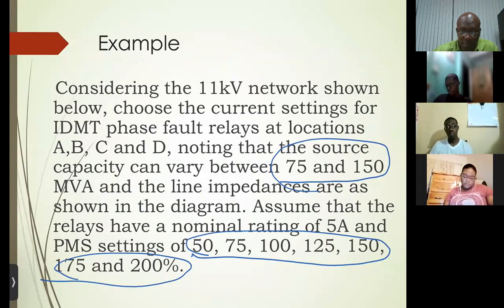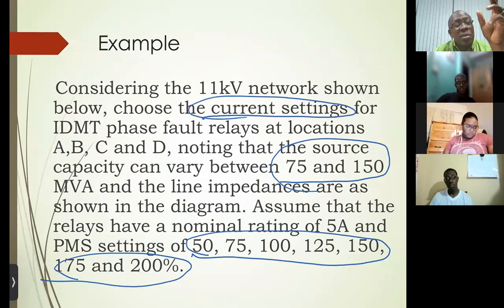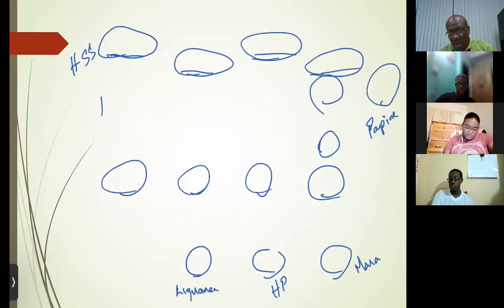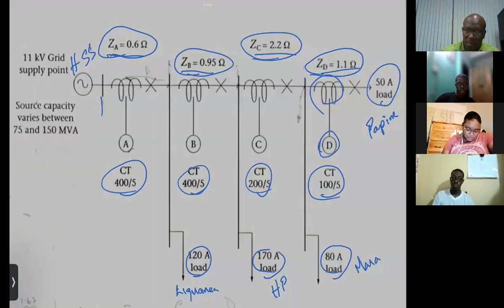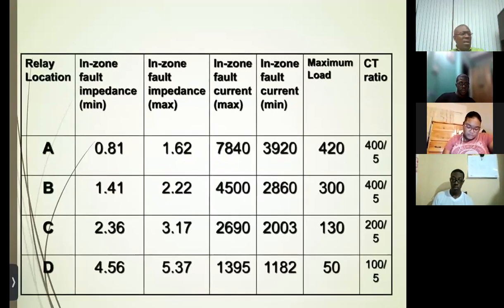determine just the current setting. So remember, how many settings do we need for your overcurrent relay? How many settings we need for the overcurrent? Two, sir. Two. All right, so we're gonna start with the current setting. All right. So, did I give you this table?